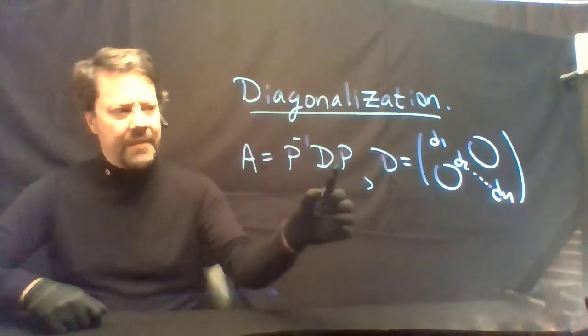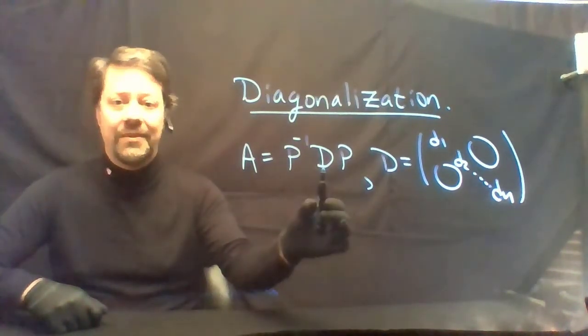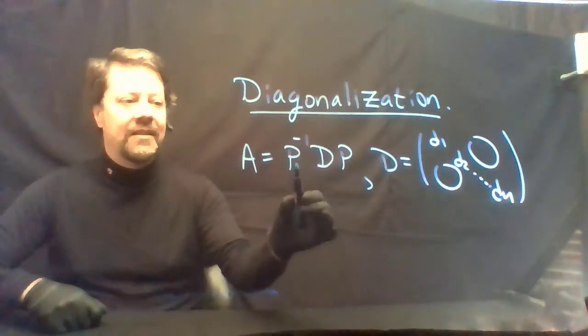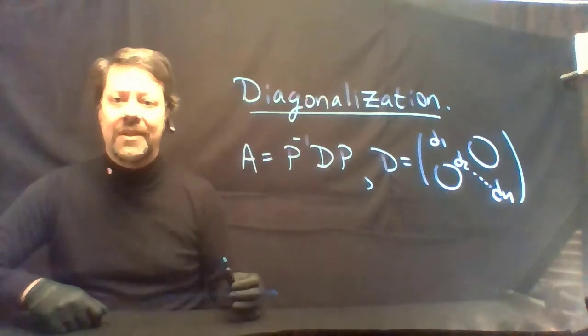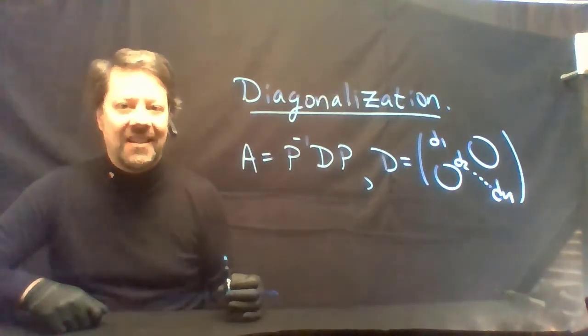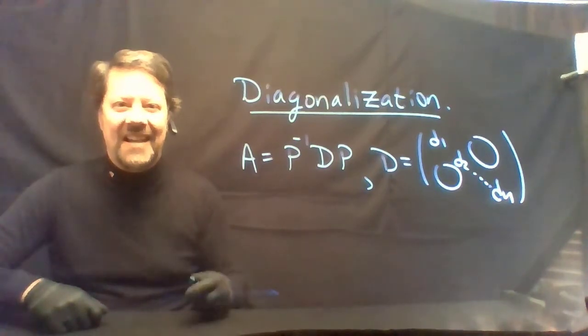If there is an invertible matrix P, where A is similar, through the matrix P, to some diagonal matrix D, then the matrix is called diagonalizable. I want you to say that out loud. Diagonalizable.